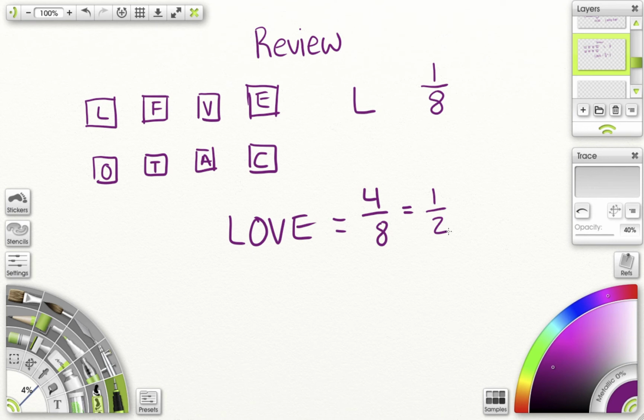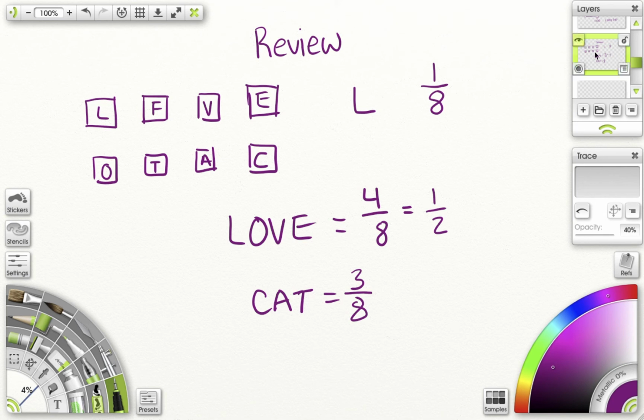So that way I only have to try 2 times, and one of those should be from the word love. What about the word cat? So I have 1 for C, 1 for A, and 1 T. So that's 3 letters. I don't have any duplicates. So I have 3 out of 8 chances of getting a letter from the word cat. As if I try 8 times, 3 of those should be from the word cat.